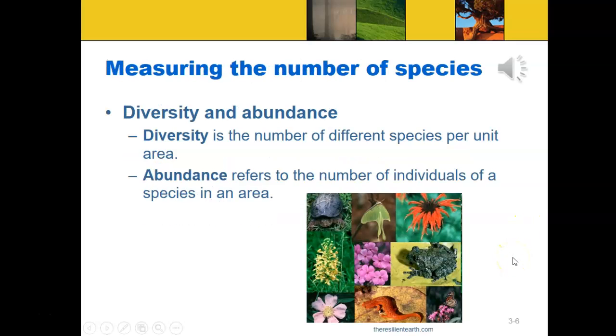We measure the number of species in an ecosystem by looking at two factors, diversity and abundance. Diversity is the number of different species per unit area, and abundance refers to the number of individuals of a species in an area. So abundance really refers to population. Diversity looks at all of the different species.